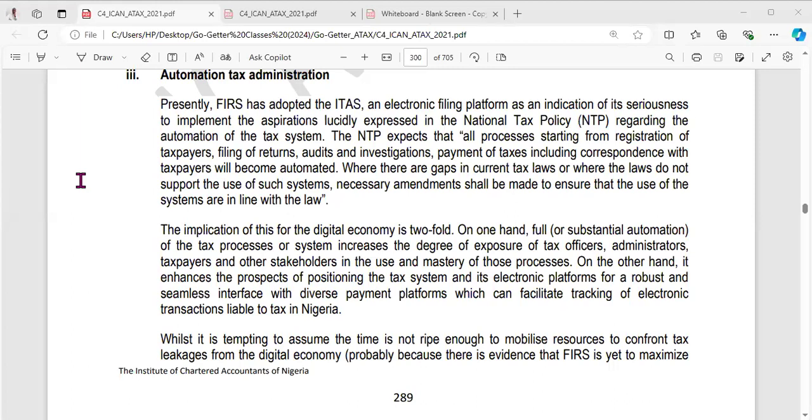So it means that if the day you are supposed to pay VAT, which is on or before the 21st day of this month, like we are in September, and if you fail to pay your VAT on or before the 21st, when it gets to the 22nd, the penalty just automatically comes up.